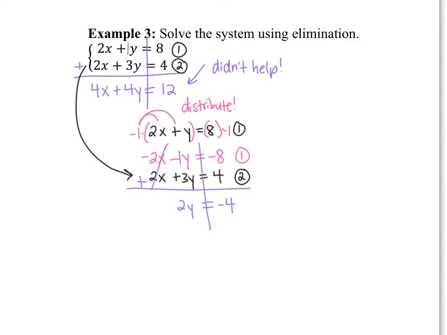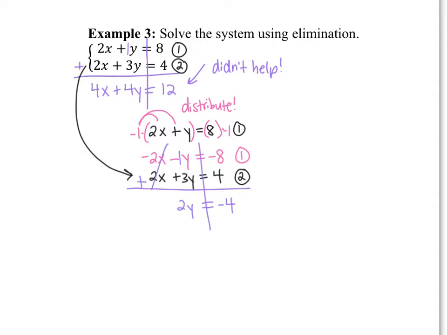So the only difference between this one, example 3, and the others is that originally nothing eliminated. So what we had to do was multiply one of the equations by negative 1 on both sides, in every term, so that when we added it to the other equation, something would eliminate. So it's not always going to be that easy, but for right now, that's the most work you'll have to do. In the next section, we might have different numbers, so multiplying by negative 1 wouldn't solve our problems.